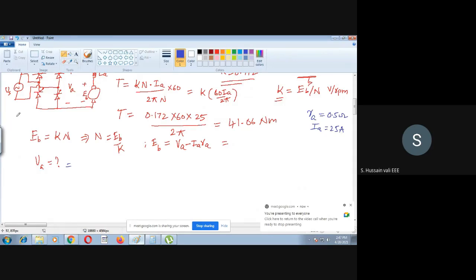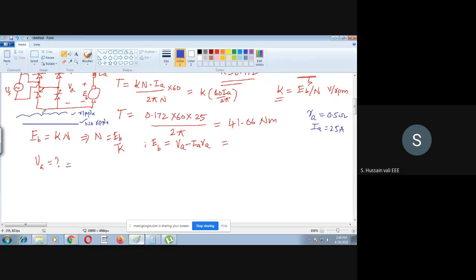Ripple free in the sense it is free of ripple. For example, I have a waveform like this. This waveform has a ripple. What is meant by ripple free? Ripple free in the sense just a straight line. The straight line does not have any ripple. So always remember, ripple free means a constant value, whereas this waveform has ripple. Here no ripple.